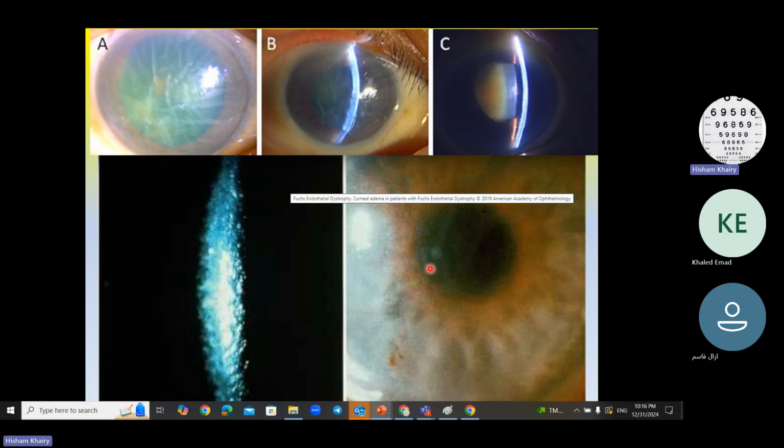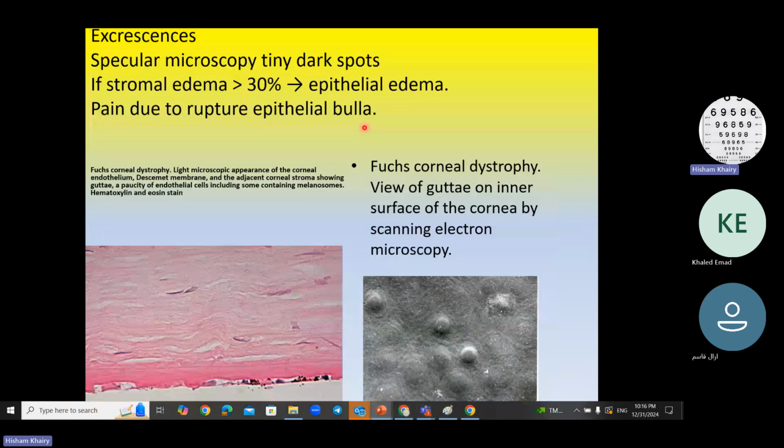So here we examine corneal guttata. You can use confocal microscopy or specular microscopy. Beaten metal: there is guttata with endothelial cell loss, protrusions, and then as the case advances, there may be corneal stromal edema, striate keratopathy, and the cornea may exceed 630 microns in thickness.